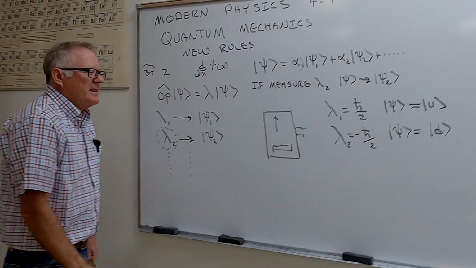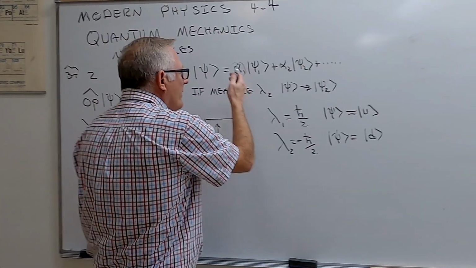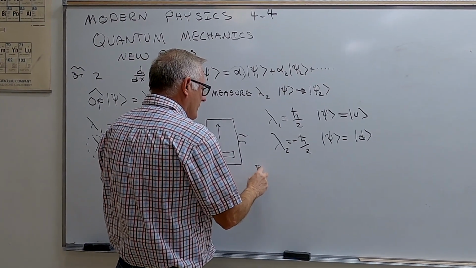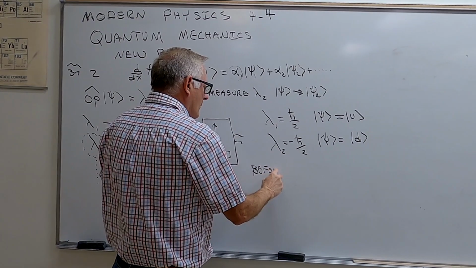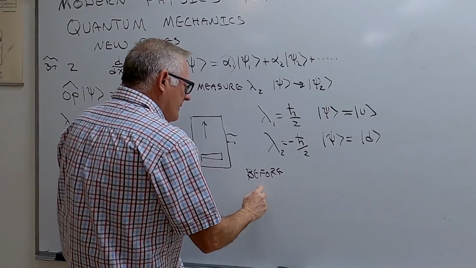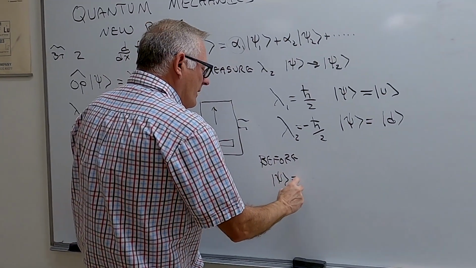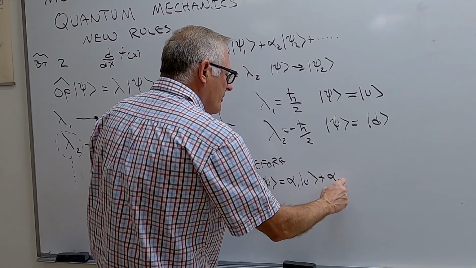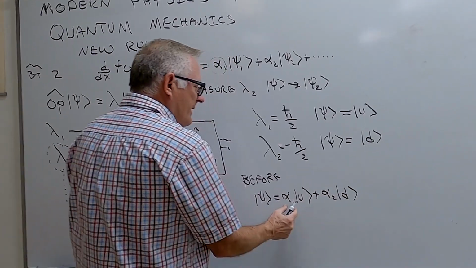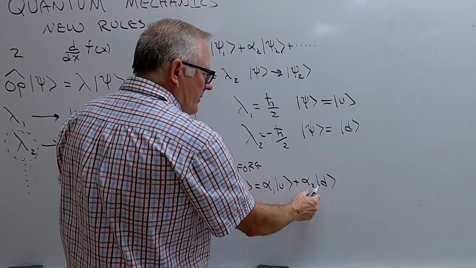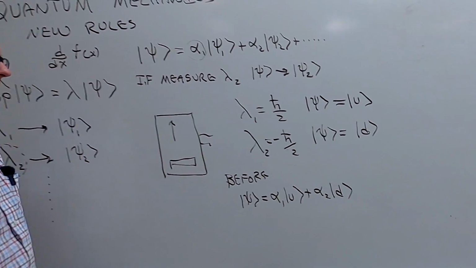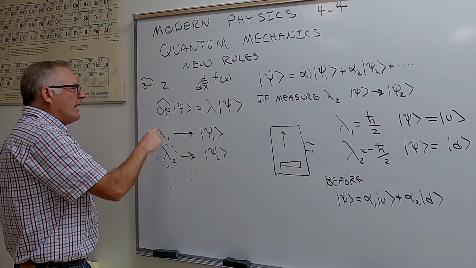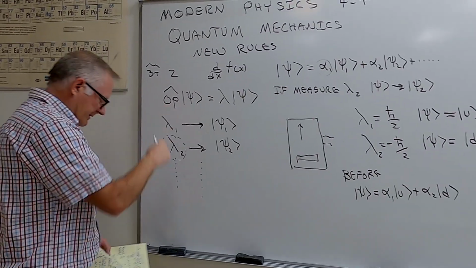And before we made the measurement, we were in some combination of ups and downs. So before, the state psi was alpha 1 up plus alpha 2 down, where alpha 1 squared is the probability of measuring up, and alpha 2 squared would have been the probability of measuring down. Okay, so we're given all this information. Let's see if we can find out what our operator is, the matrix is.